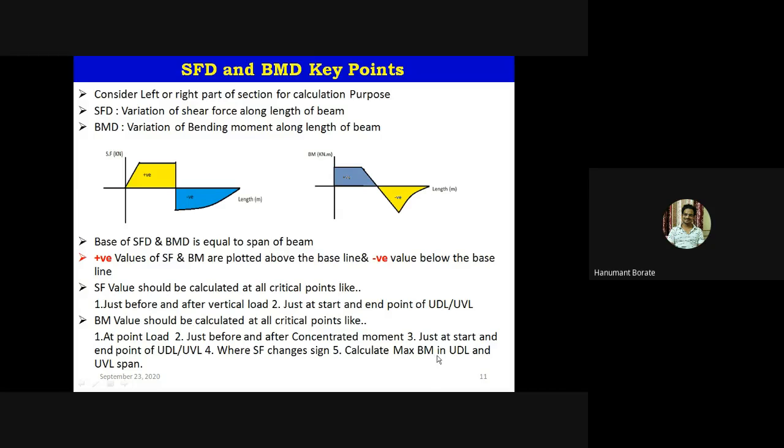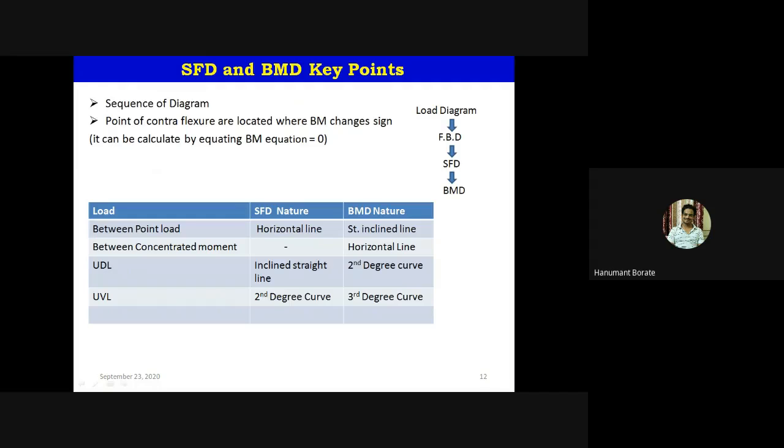Calculate maximum bending moment in a UDL and UVL span. So these are all the critical points we must consider while taking the section. While solving the problem, we'll see the significance of all these critical points, why we should take these critical points. Okay, now sequence of a diagram. First we need to draw load diagram, then free body diagram, then SF diagram, and then the bending moment diagram.